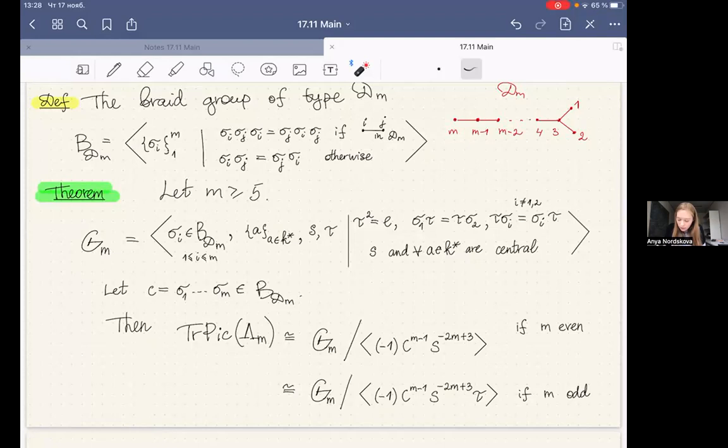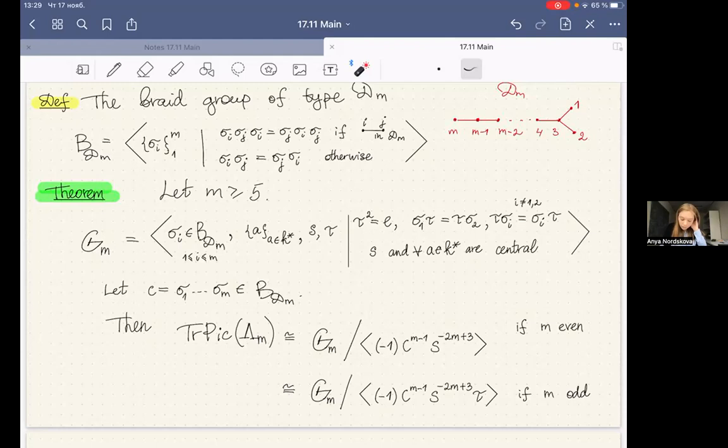So if m is even, then I have one more additional relation like this. And if m is odd, then I have a relation like this. The only difference is this generator tau here in this relation. So this might look a bit technical and mysterious, so let me explain what all these pieces inside this group are.